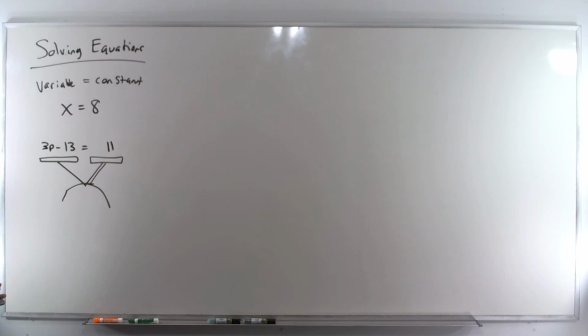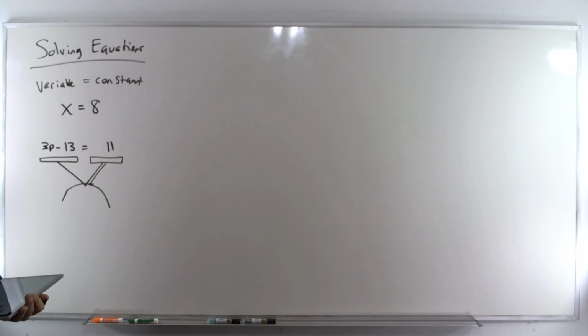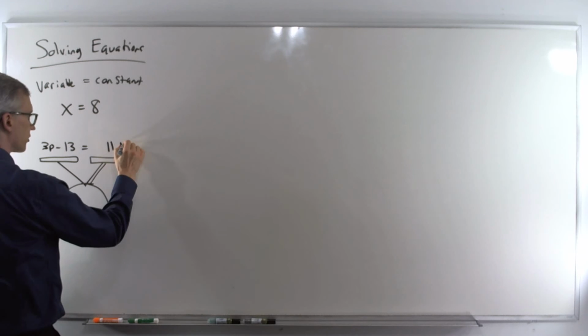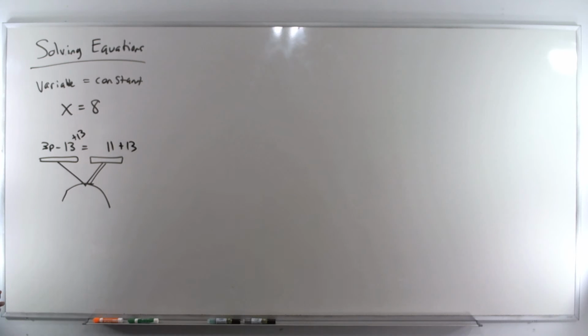So what we can do, in order to keep the balance level, to keep these two sides equal to each other, is add or subtract equal weights to both sides. So I could, if I wanted to, add 13 pounds to this side, and then add 13 pounds to that side. So if we started off with equal weights, if we had 13 pounds each side, they're still equal. So that means the equation is still equal.